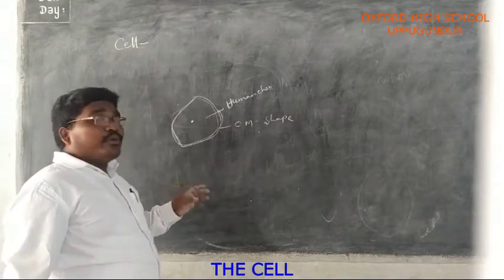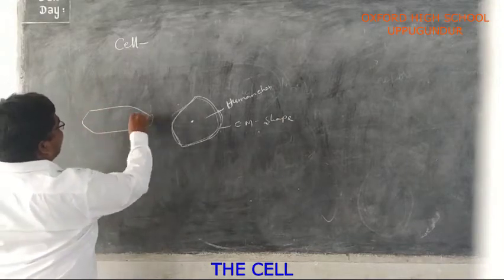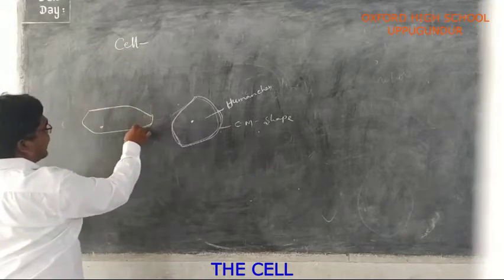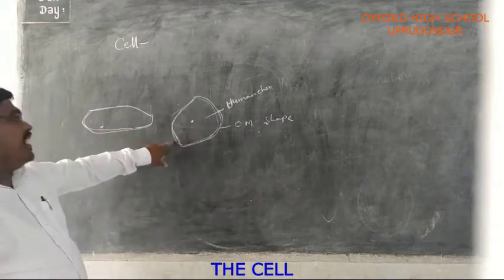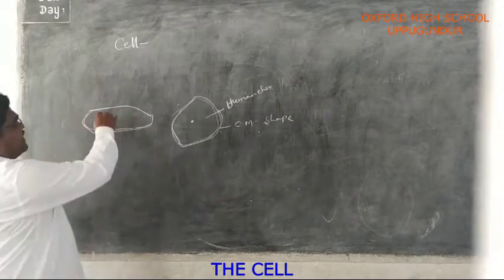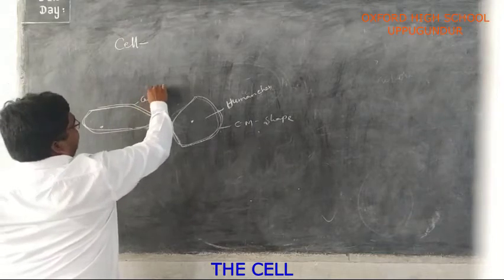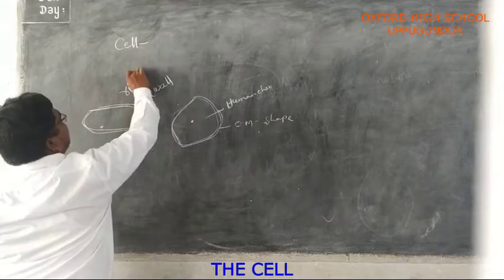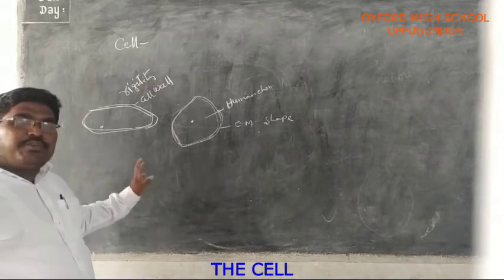Next, if you observe the cells in the onion peel, the outer covering is clearer than in the human cheek cell, the animal cell. Because there is another layer present outside the cell membrane, that is the cell wall. Cell wall gives rigidity and toughness to the cell. So, that is the main difference.